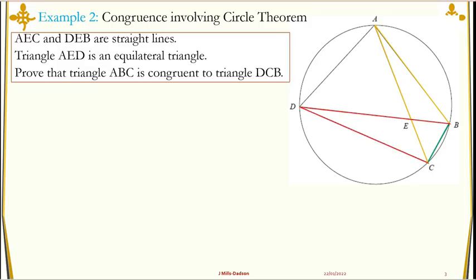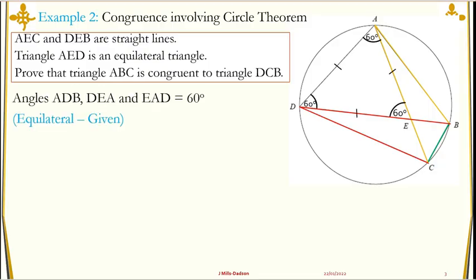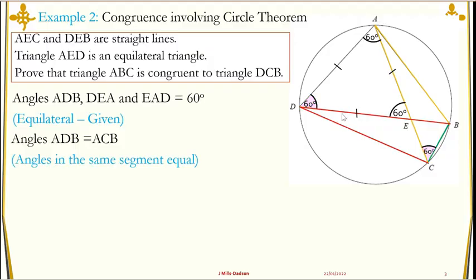So let's see. Let's mark the triangles. Highlight the triangles first. We know that, given that this is an equilateral triangle, each of the angles is 60 degrees. Having known these angles are 60 degrees each, we can now begin by saying that this angle here, 60, is equal to this angle. Alternate angles in the same segment are equal.